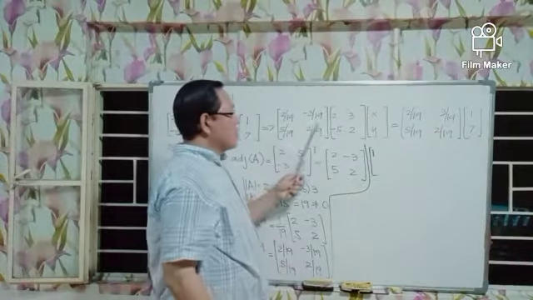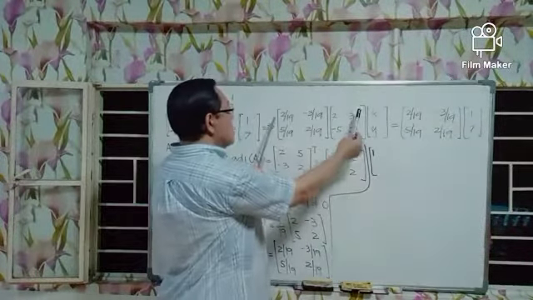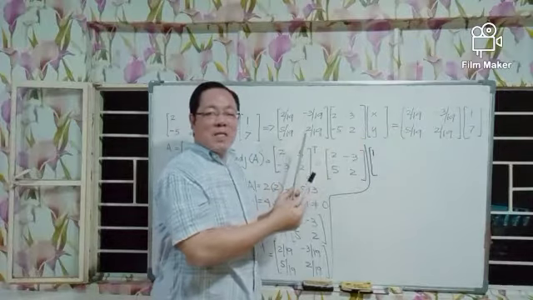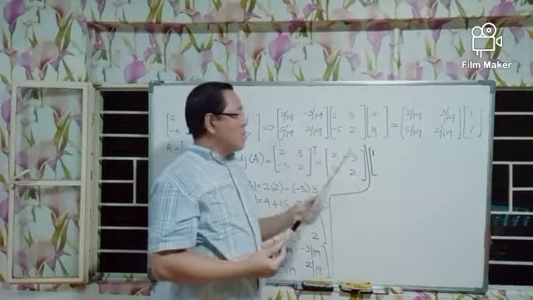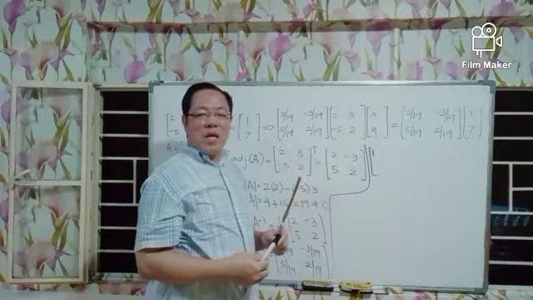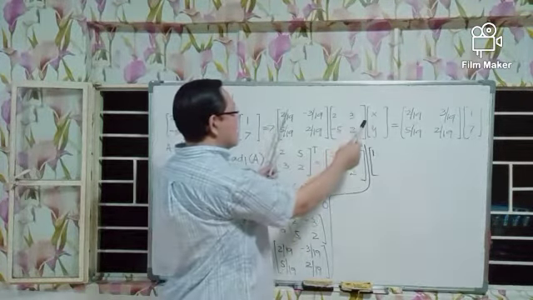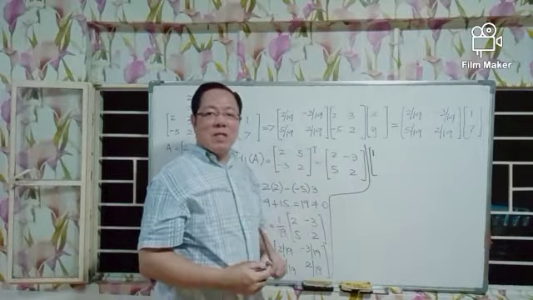We multiply the first row by the second column. 2 over 19 multiplied by 3 is 6 over 19, plus negative 3 over 19 multiplied by 2 is minus 6 over 19. So 6 over 19 minus 6 over 19 is 0.